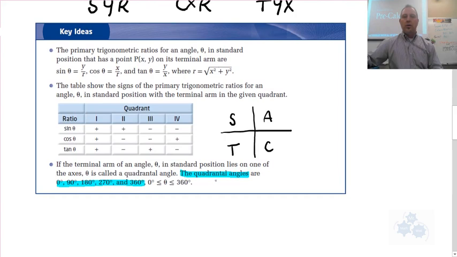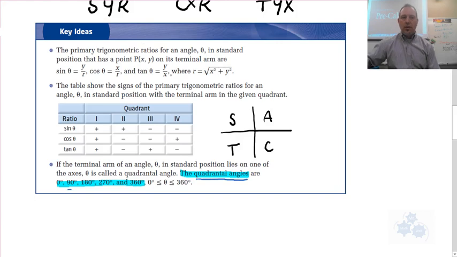The other thing I want to make mention of is quadrantal angles. Those are the angles whose terminal arms end up on the x and y axes. So like 90 is a quadrantal angle, right? It's not in quadrant 1. Here's quadrant 1. It's not there. It's not over here. It's exactly on the axis. So those are called quadrantal angles.